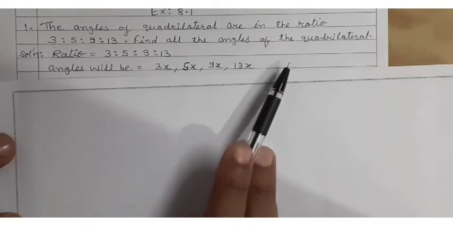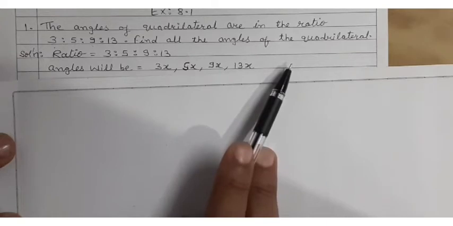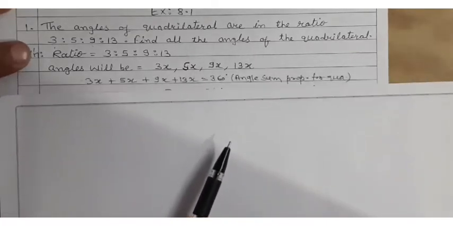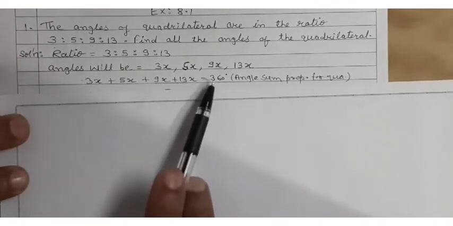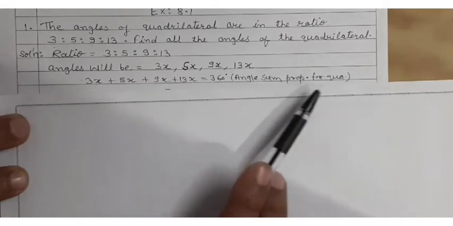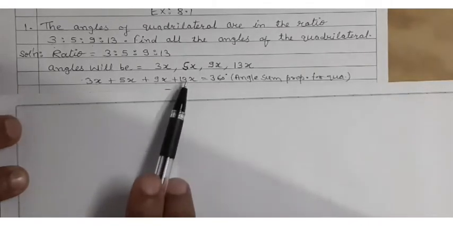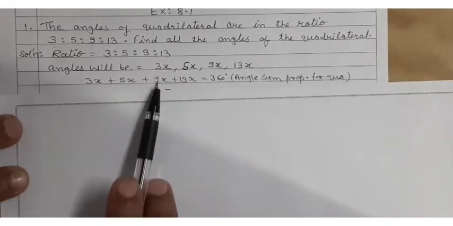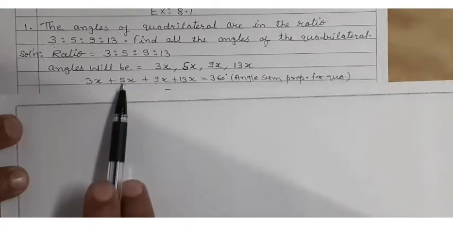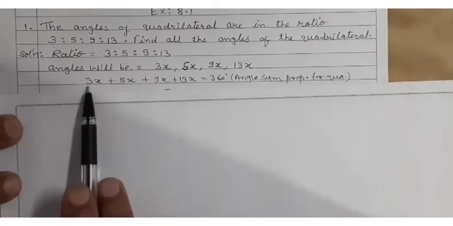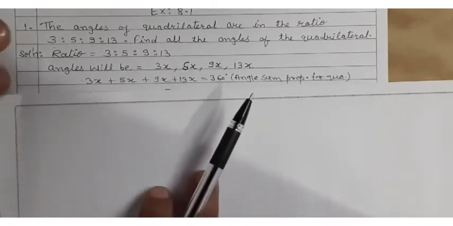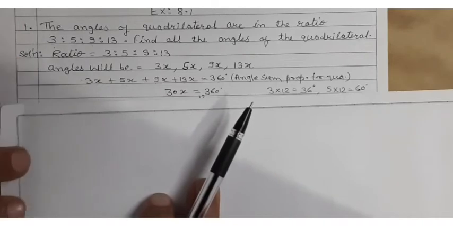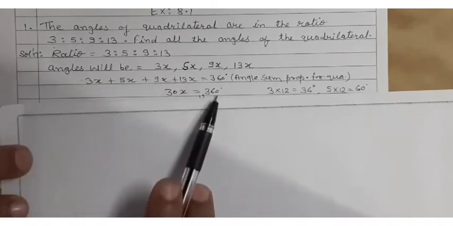And what is the reason? Tell me, what is the reason? Angle sum property. So 3x plus 5x plus 9x plus 13x equals 360, angle sum property. Now I am going to add. 13 plus 9 is 22, 22 plus 5 is 27, and 3 is 30. 30x will come, equal to 360 degrees.